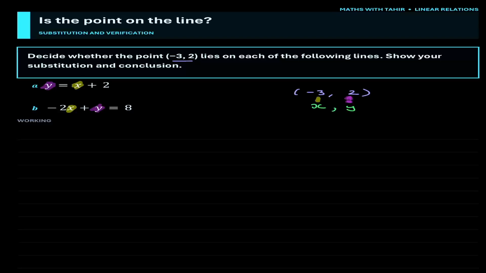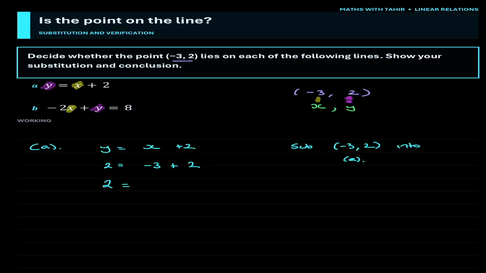Let's just do equation 1 first, equation A. So we got y equals x plus 2. And we're going to sub in our values. So y was 2 and x was -3. And we want to know if this equation works, if the left-hand side equals the right-hand side. So let's write out what we've done. We've just subbed -3, 2 into equation A. And if the equation holds true, then the point is on the line. And if the equation doesn't hold true, it's not on the line.